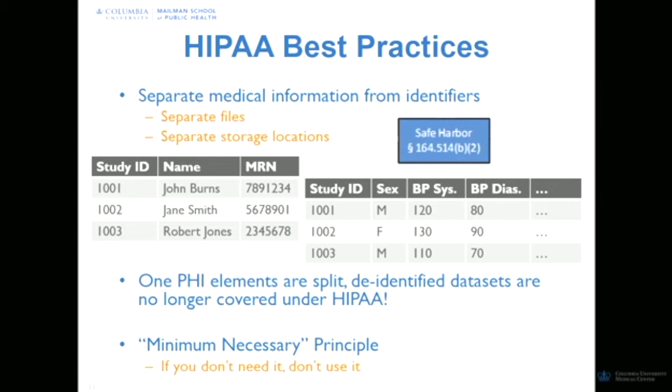So once you de-identify a data set, then it's no longer covered under HIPAA, and that falls under this safe harbor rule. If you want to look that up and get the details, then you are covered. So then there's the minimum necessary principle, which I referred to before. If you don't need the information, then just don't collect it and don't store it. It's not worth the risk of having it if you don't need it.